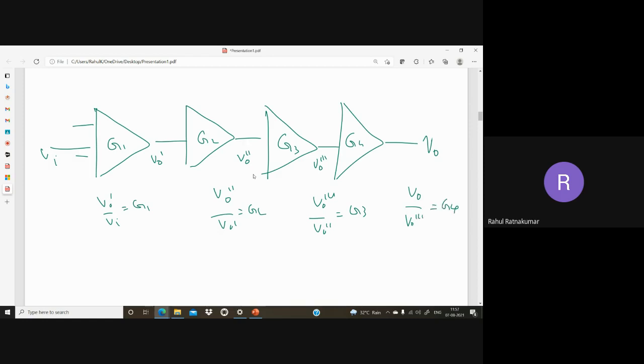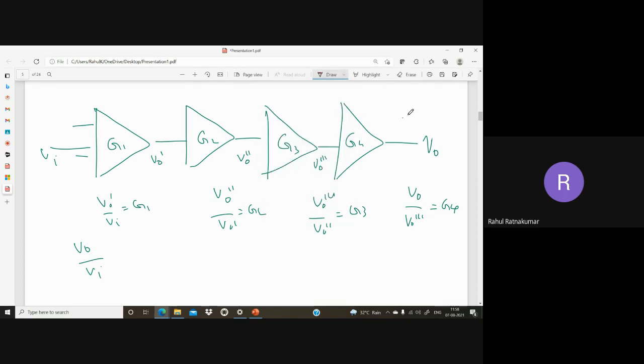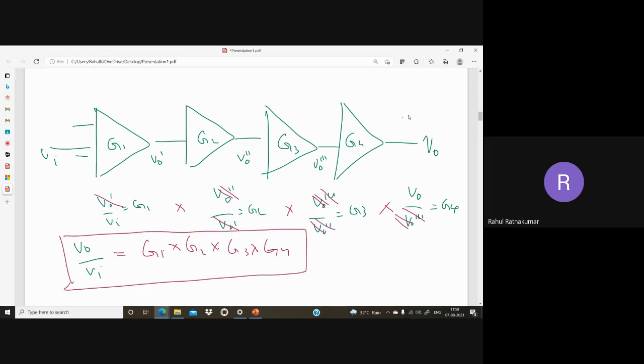So what is the effective gain? Effective gain means V output divided by V input. You can see if I multiply all these things, G1 into G2 into G3 into G4, this is cancelled by this, and this will be cancelled by this, and this will be cancelled by this. So the net effect we have V output by V input is equal to G1 into G2 into G3 into G4. So this is the net gain of the system, right?